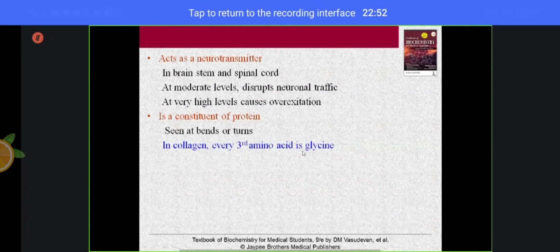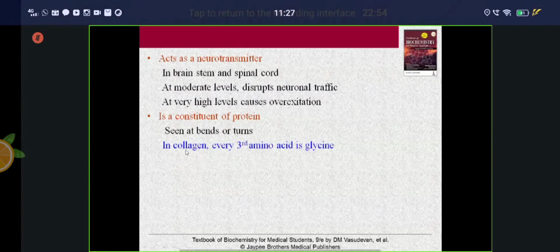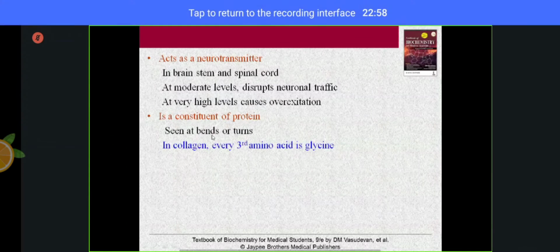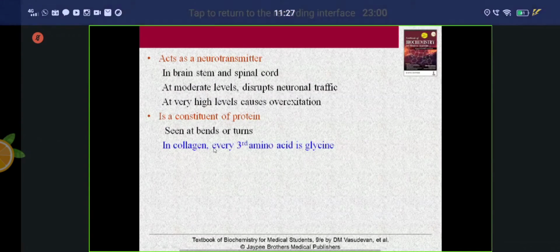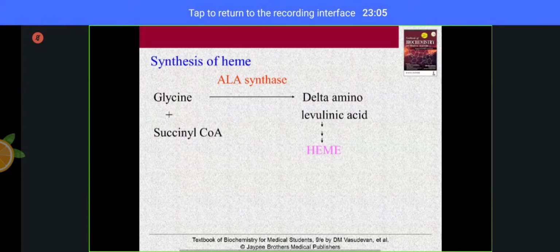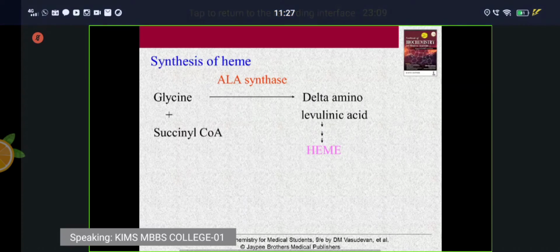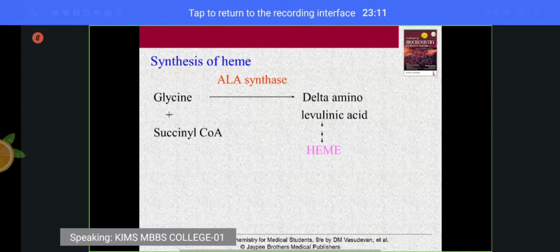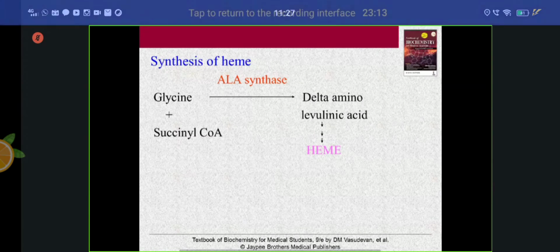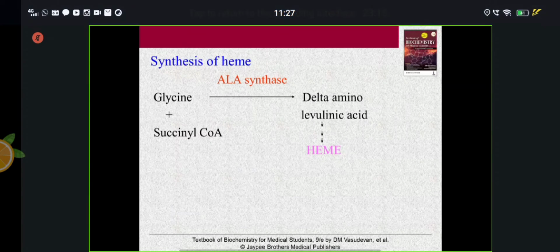So glycine is present as every third amino acid in collagen. It helps in the bends and turns. I hope we have gone through all the things of glycine, just single liners again. Glycine combines with succinyl-CoA with ALA synthase to form ALA, that is aminolevulinic acid, and several reactions occur and we have the heme.